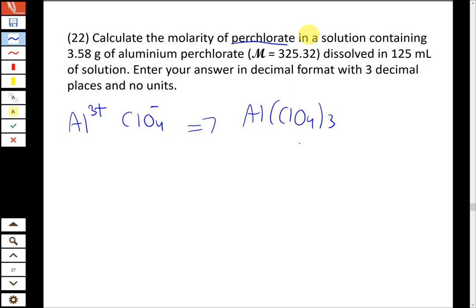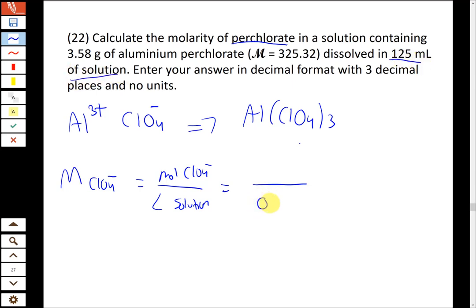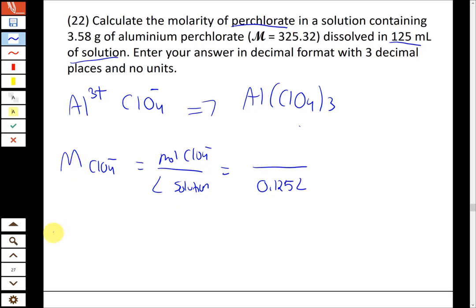And then what we're looking for here is the molarity of just the perchlorate ions in the solution. So molarity, as we have to recall, is abbreviated as capital M, and it's defined as the moles of that substance divided by the volume of solution in liters. So in this problem, the denominator is given to us pretty much directly: 125 milliliters of solution, which is 0.125 liters if we divide by 1,000. But then we need to get the moles of perchlorate to be able to finish out the calculation.